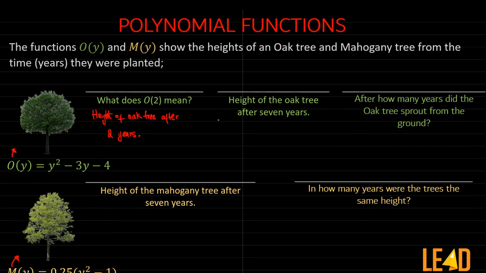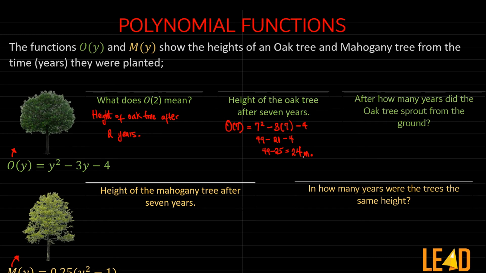Height of the oak tree after 7 years. That would be O of 7, right? So we're trying to figure out the height of the oak tree after 7 years. That would be 7 squared minus 3 bracket 7 minus 4. This would be 49 minus 21 minus 4. That would be 49 minus 25, which I think gives 24. We're not given units, so I guess we could just work with 24 meters, right? 24 meters.